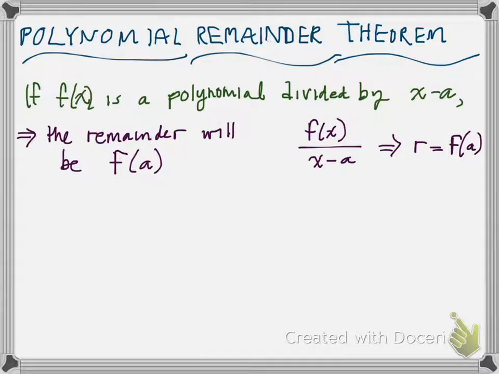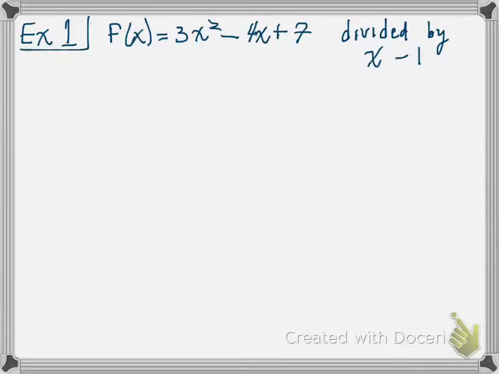Something to pay attention to is that this form has a subtraction sign in it, the x minus a. So when you're extracting the value of a, it's always going to be the opposite of the sign you see in the expression. So we're going to look at an example now.